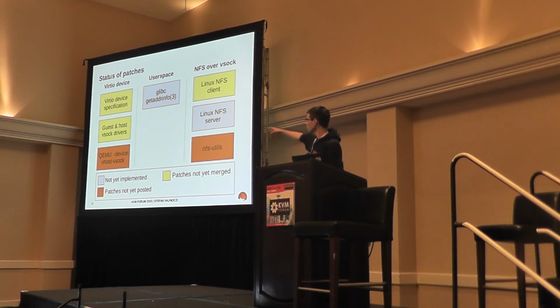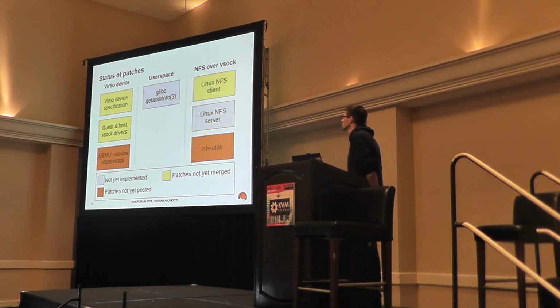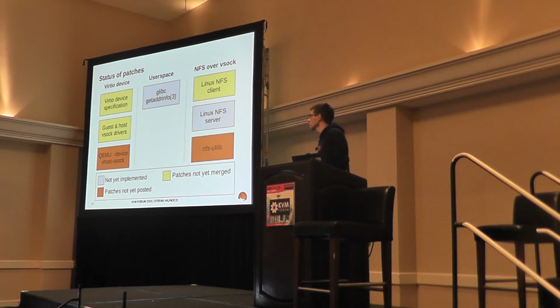And the QEMU code is very small. All we need to do is create the virtio device and then start vhost, the kernel module. I haven't sent it out yet. First, I want to make sure that the specification is accepted. It would be nice to extend getaddrinfo. I mentioned that before, but I haven't done that yet.